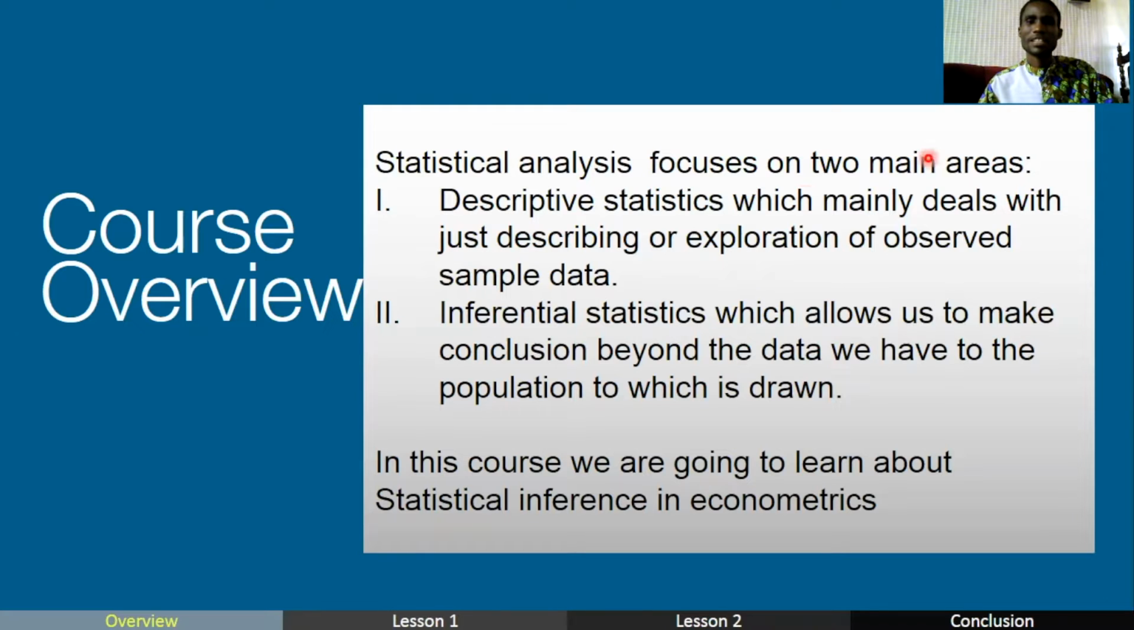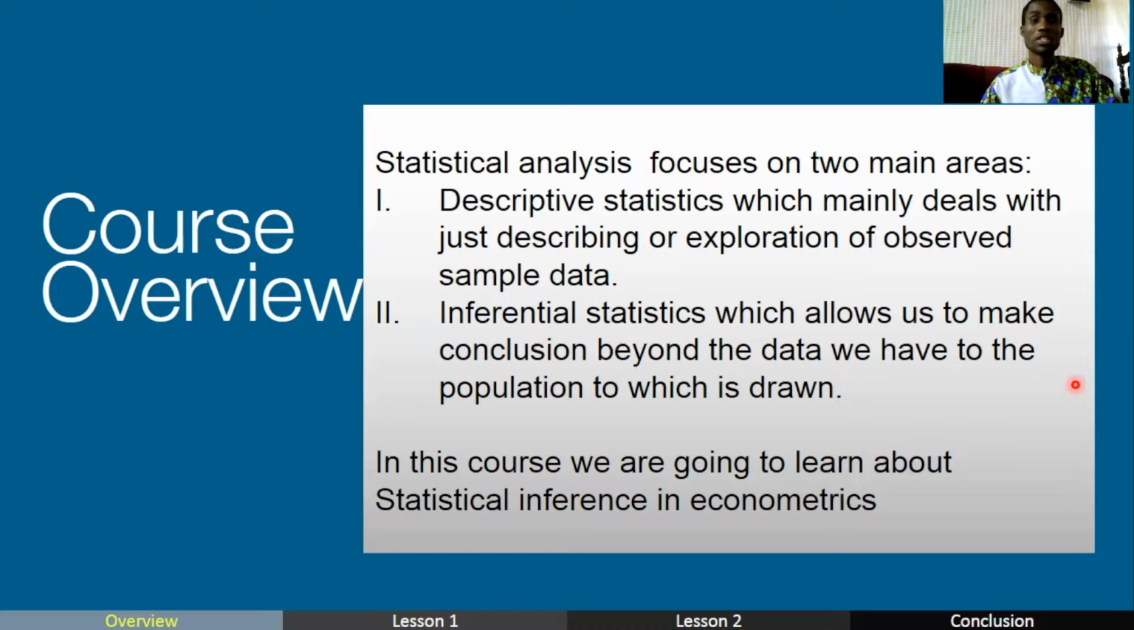We know very well that statistical analysis has two parts: descriptive statistics and inferential statistics. Under descriptive statistics, this is where we describe what the data entails. For example, you have been given a certain type of data. In that data, you can get the mean, the median, the mode, the maximum, the minimum, the range. So you can see that it is just describing the data. That's what we call descriptive statistics.